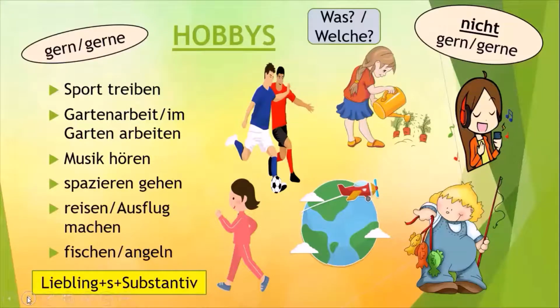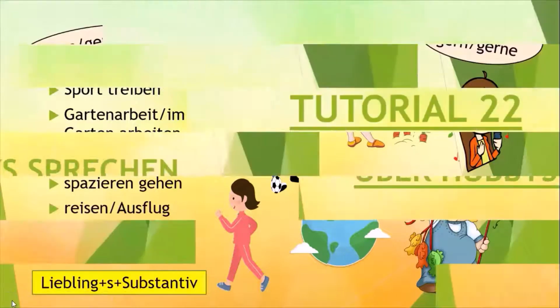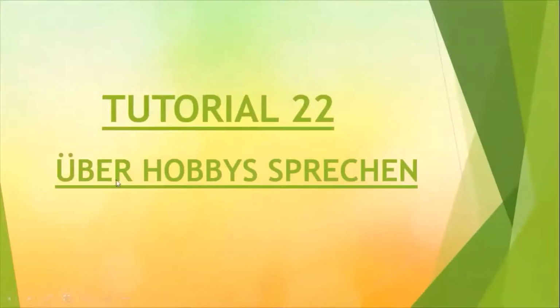So to speak about hobbies in German is über Hobbies sprechen. Now interestingly, the word hobby has been taken from the English language and used as it is in German. One hobby is das Hobby, plural die Hobbies. And sprechen is to speak.